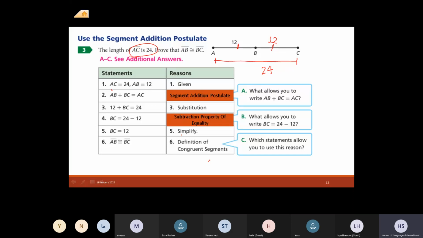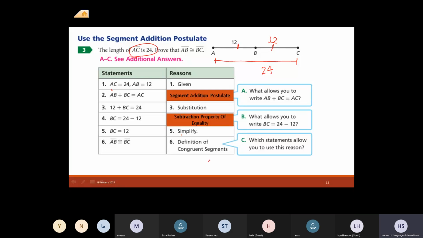Okay, but you have to show me. You can say, but not subtraction, division property of equality. Then you solve more. Now then, you will just say AB is 12, AC is 24. So what did I do? I substitute. So I will say here, substitution.